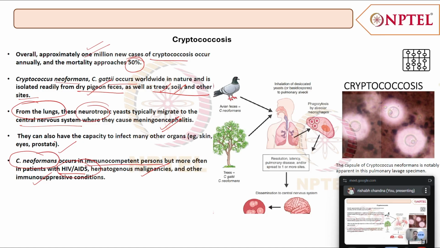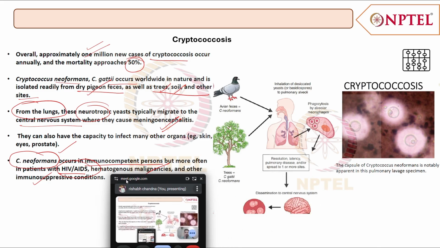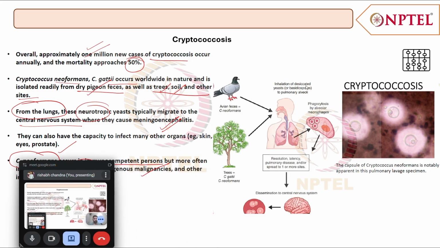Okay, so how does this actually infect patients? Avian feces that have Candida neoformans, or trees that have both neoformans and gattii, are inhaled as desiccated yeast, for example basidiospores, into the pulmonary alveoli. So they are inhaled by the human system, and in the alveoli they undergo phagocytosis by the alveolar macrophages. Now they lead to resolution, latency, pulmonary disease, and/or spread to one or more sites.